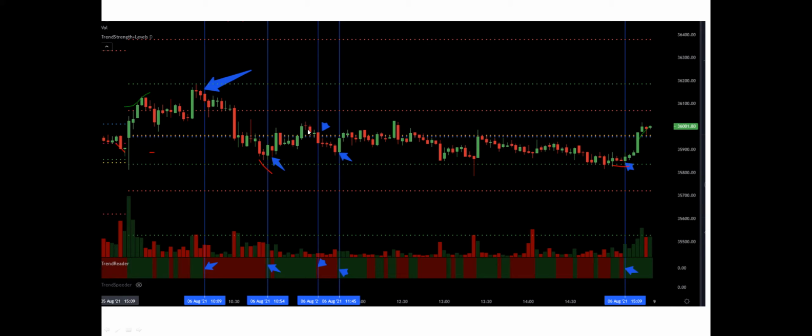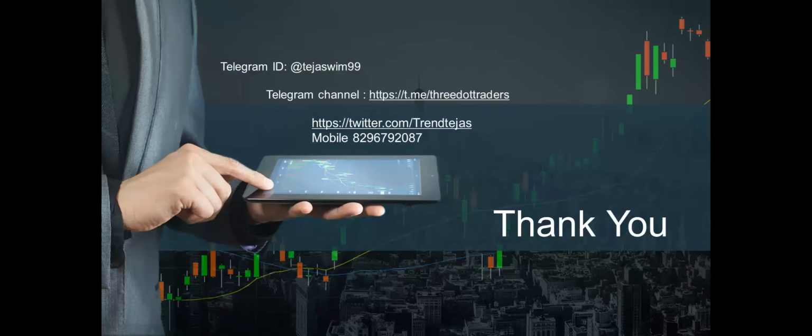Same thing: you will have to do a lot of scalps throughout the day to accumulate small profits. There will be stop losses. But if you see cumulatively for the day overall, it will be in profit. So overall, this is the whole system. I think I explained the complete thing.